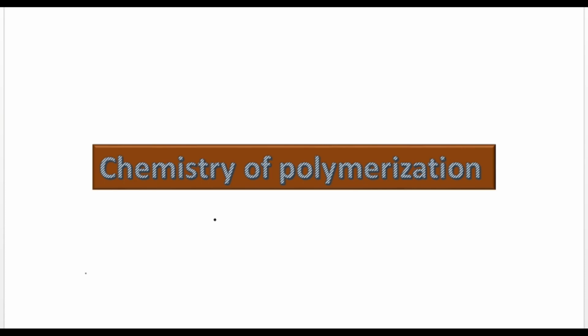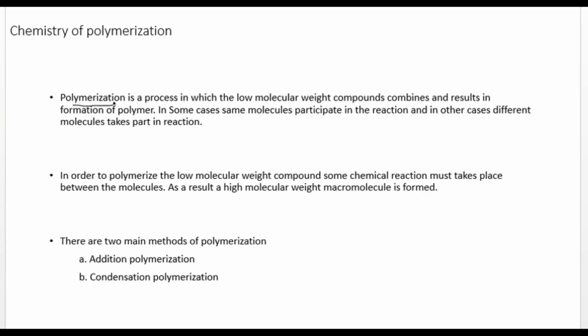Next, we can start about the chemistry of polymerization. So, polymerization is a process in which low molecular weight compounds combine and result in the formation of polymer. In the polymerization process, the same molecules or different molecules will combine to form polymer. So, what is actually happening in this process?